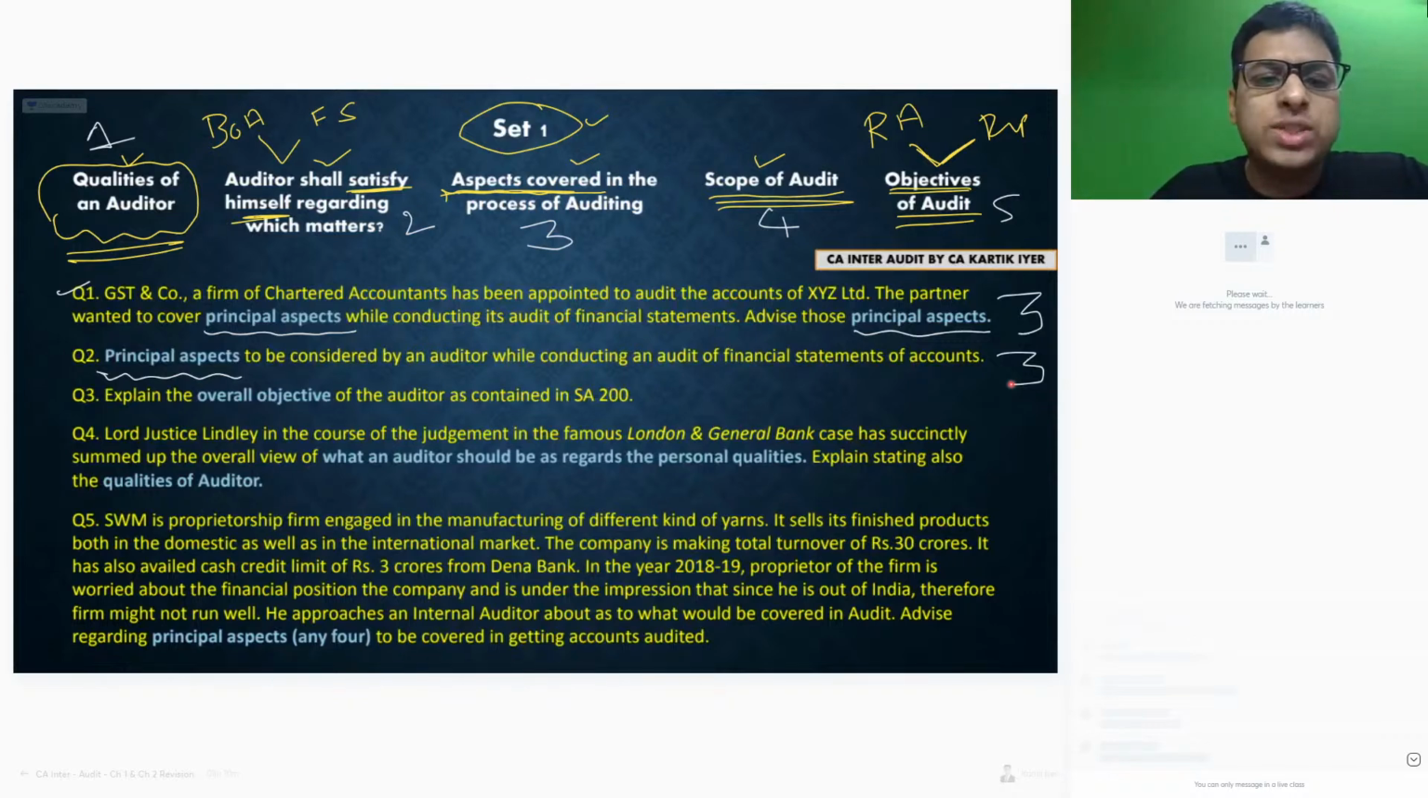Okay. Next question. Explain the overall objective of the auditor as contained in SA 200. Can you tell me which is the answer?